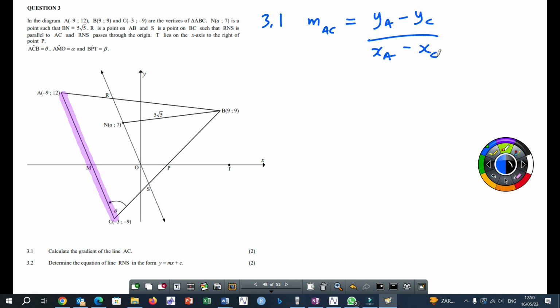Right? I need you to be aware. I know that you are used to Y2 minus Y1 over X2 minus X1. But if you are given a specific line, the best way is to write your gradient in terms of that line. Yes. It's fine. I didn't say it's wrong. But the best way is to write the subscript of the gradient based on the line that you are dealing with.